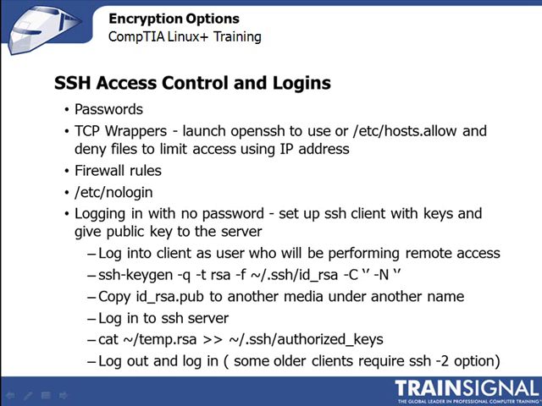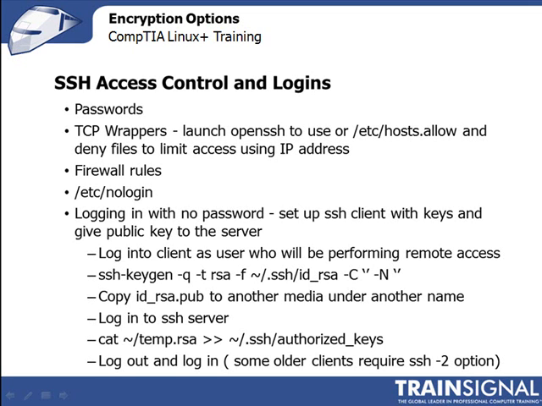You can also use a firewall rule to restrict access to port 22, which, if you recall from our network configuration and troubleshooting lesson, is the port number assigned to SSH. And another option, if you recall, is the /etc/nologin file, which can be used to restrict login access only to root.